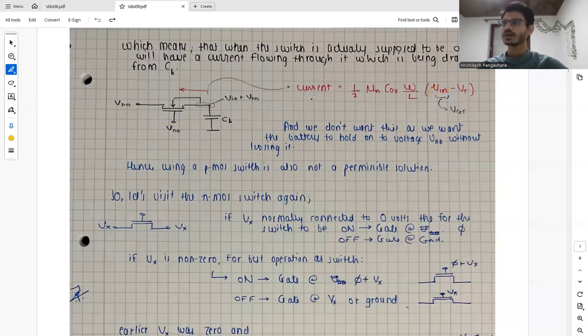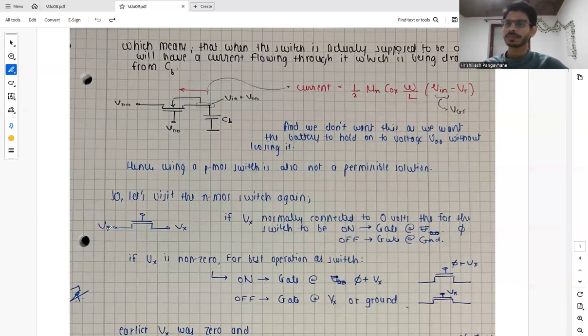So forget about the formula for current as of now, but we don't want any current because we want this switch to be closed. It's clear that we don't want this, as we wanted the battery to hold the voltage VDD without losing it. So we didn't want any current to be drawn from this battery. Hence, using a PMOS switch is also not a permissible solution while implementing this last switch. So let's do one thing. Let's visit the NMOS switch again.